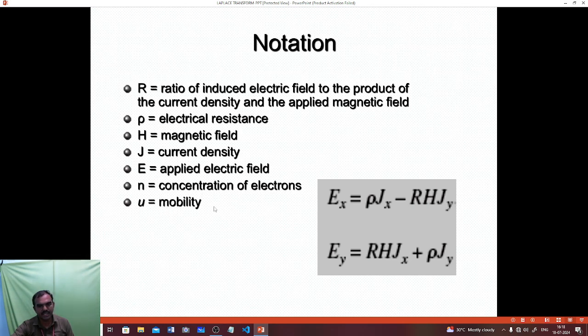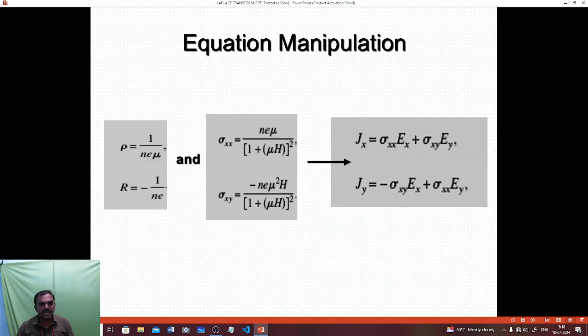electrons, mu mobility. So there is a formula here: E of x equals rho of Jx minus R H Jy, and E of y equals R H Jx plus rho of Jy. Some equation manipulation. Rho is given by 1 by n e mu, and the Hall resistance R is nothing but minus 1 by n e, and sigma xx is n e mu by 1 plus (mu H) the whole squared, and sigma xy is minus n e mu squared H by 1 plus (mu H) the whole squared. So which implies?